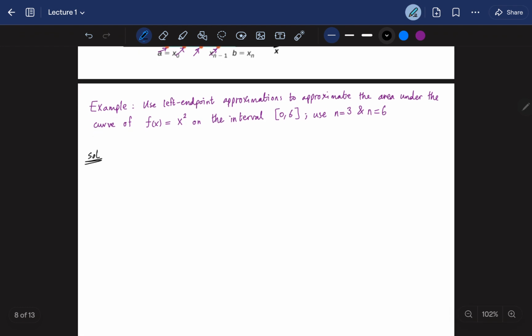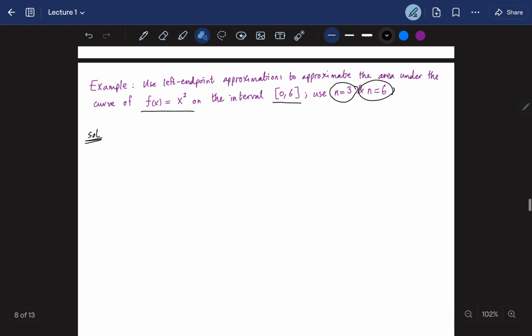Okay, so if I want to use the left endpoint approximation to approximate the area under a curve f of x equals x squared on an interval from 0 to 6, dividing it into 3 rectangles and then dividing it into 6 rectangles. Okay, so let's start by graphing x squared on my interval.